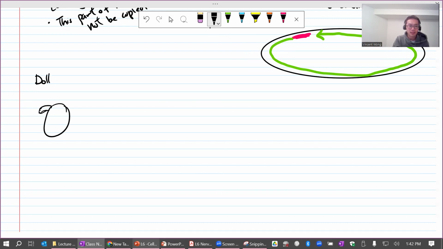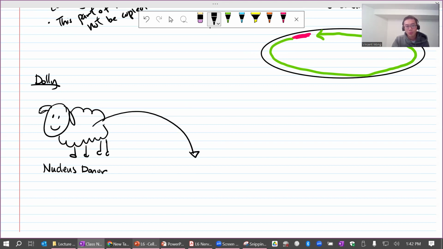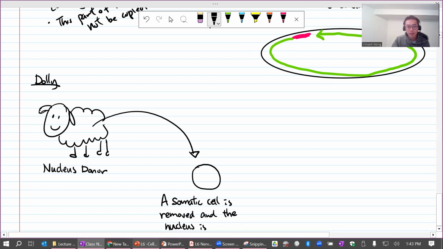So this is Dolly. Here we have a sheep. This sheep here is called the nucleus donor. Okay. So what do we take? We take a somatic cell. A somatic cell is removed, and the nucleus is extracted.